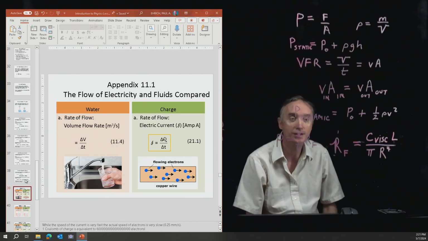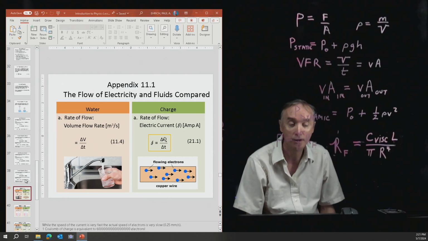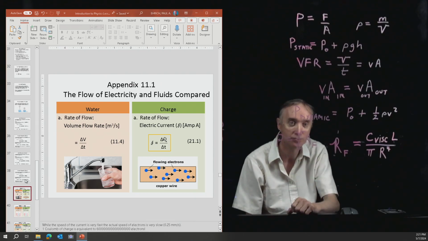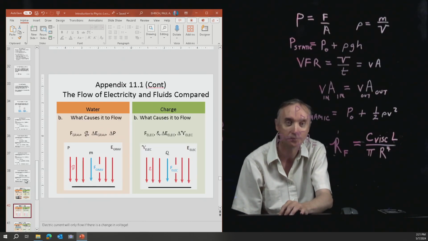When it comes to electricity, it's the flow of electric charge in a certain amount of time, and we called that the electric current, and it was measured in amps. So if you don't remember this, then go back to lesson 21 where we talked about all of this.